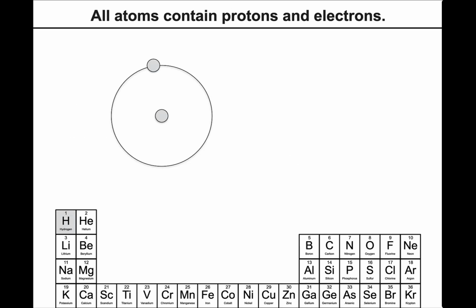Let's start this unit by looking at the structure of an atom. Here is the simplest atom that we have. We have a hydrogen atom. Hydrogen atoms contain a proton, and they also usually contain one electron. That electron orbits the proton. And the area where we find the electron is the shell.